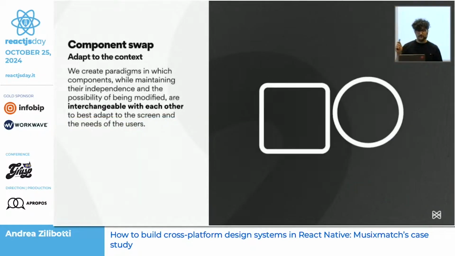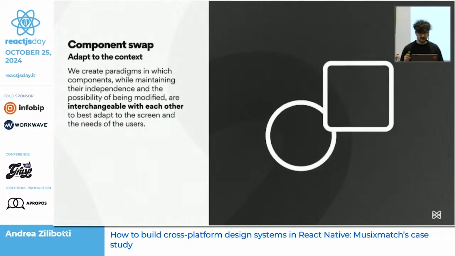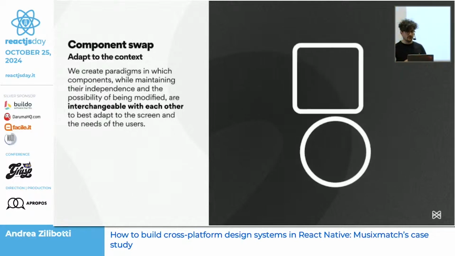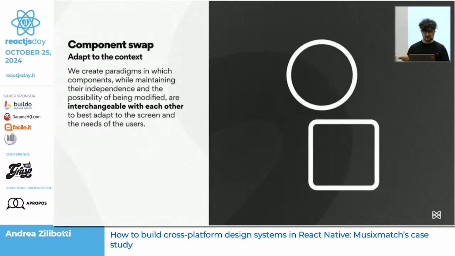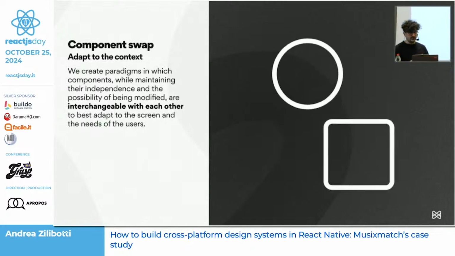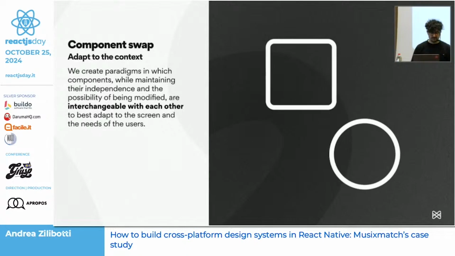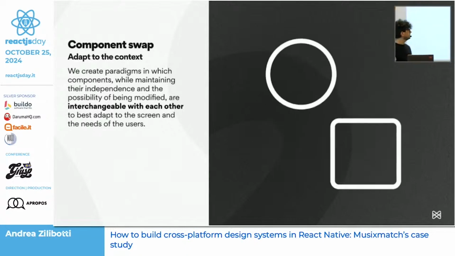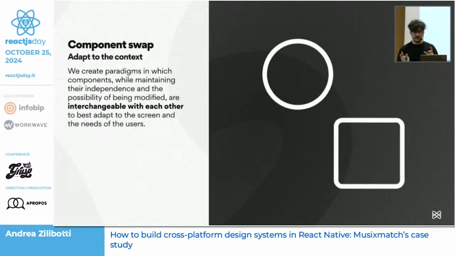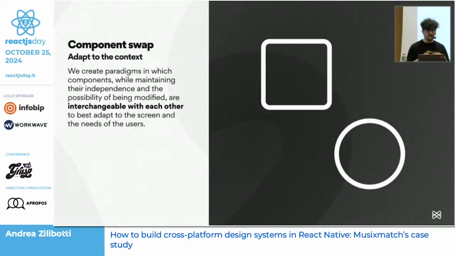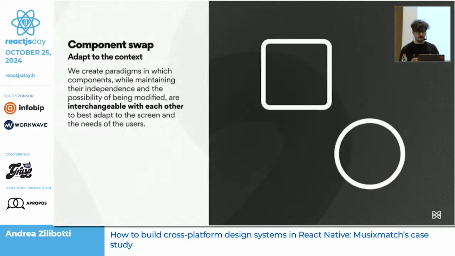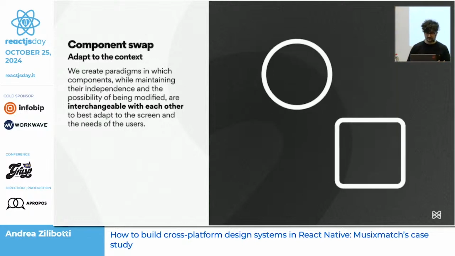So we define UX principles. We have the framework in place. We have React Native and React Native Web. So what is missing on the development side? We need another thing, which is the component swap. The component swap essentially is a code pattern where larger components render smaller components inside of them based on the screen size.